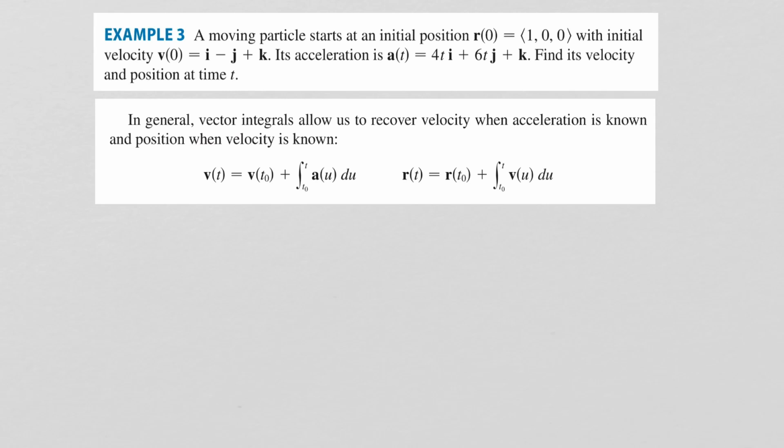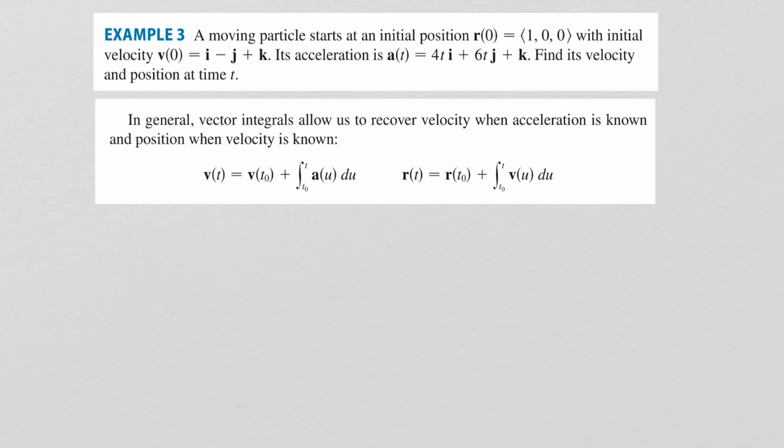In the next example, a moving particle starts with an initial position r of 0 equals the vector 1, 0, 0, and initial velocity i minus j plus k. Its acceleration is the following vector function. We want to find its velocity and position at time t.